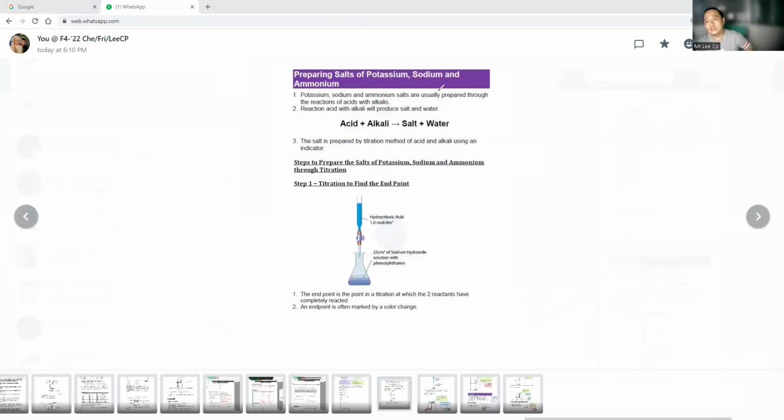Preparing salts of potassium, sodium, and ammonium. All right. What you do is use acid and alkali, and then you get salt and water. So these are the steps to prepare the salts of potassium, sodium, and ammonium, by using titration. This one is sodium hydroxide, and this one is hydrochloric acid. You titrate the acid with the sodium hydroxide.